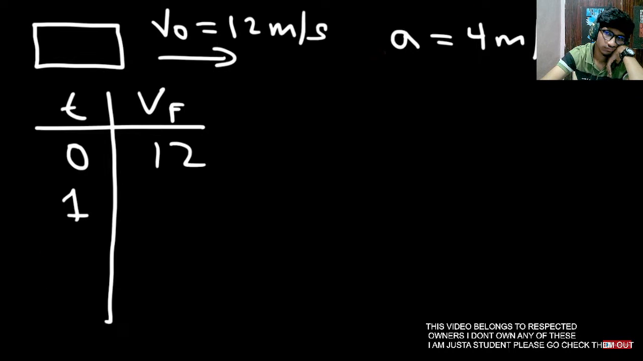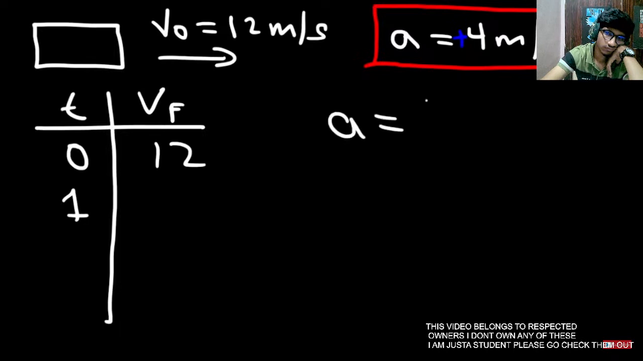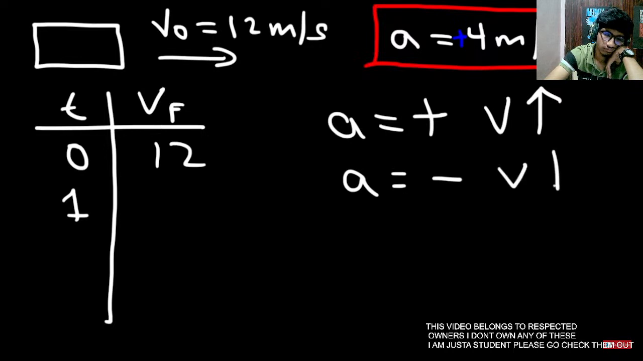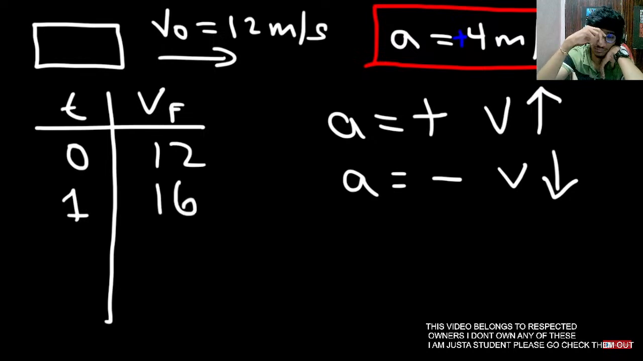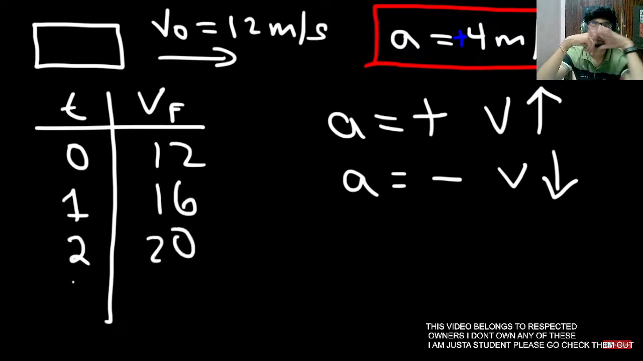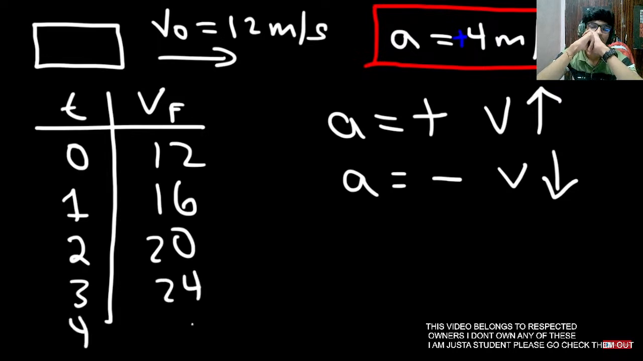Well, the acceleration tells us how fast the velocity is changing. So because the acceleration is positive 4, that means that the velocity is increasing by 4 meters per second every second. So anytime acceleration is positive, the velocity is increasing. Anytime the acceleration is negative, the velocity is decreasing. So 1 second later, the velocity will now be 16. 2 seconds later, the velocity is 20. 3 seconds later, it's 24. 4 seconds later, it's 28. And so every second, the velocity will increase by 4 meters per second because the acceleration is 4 meters per second per second.